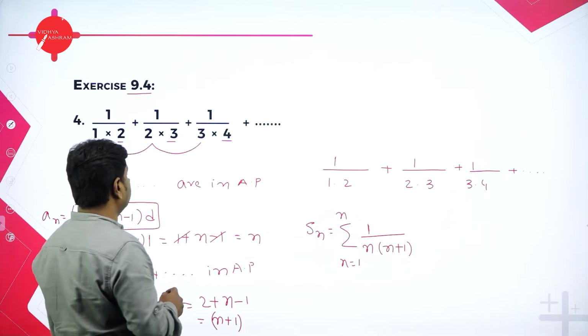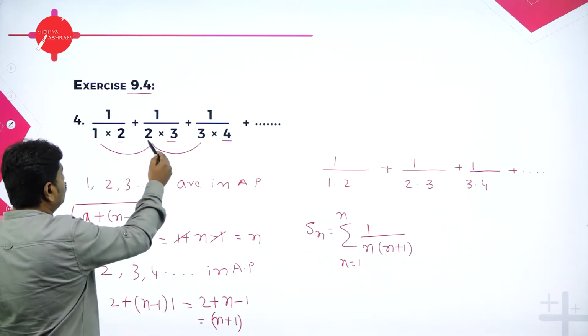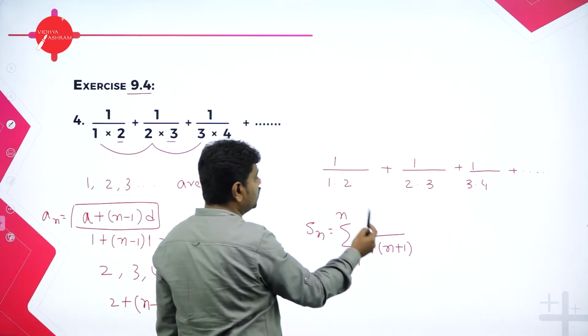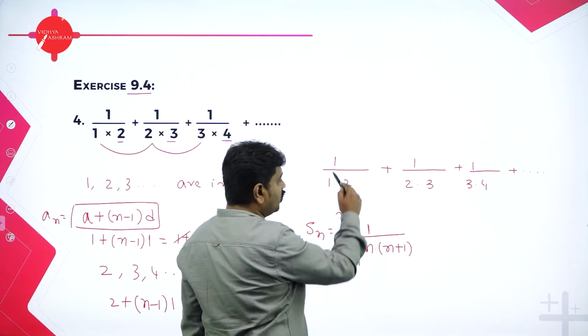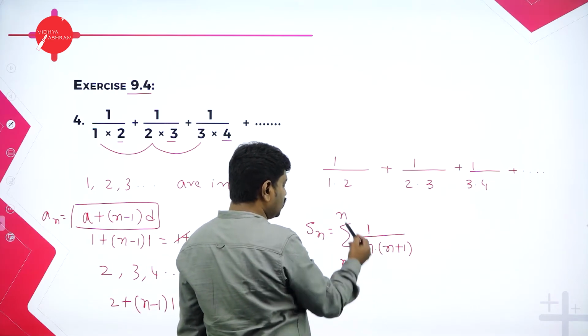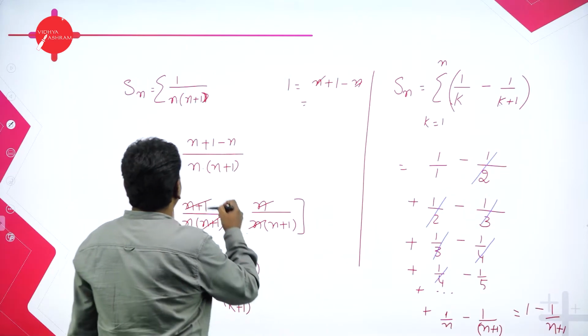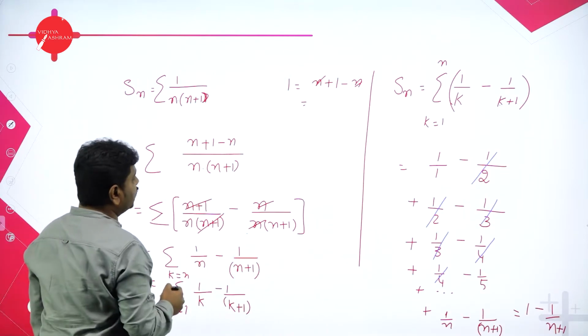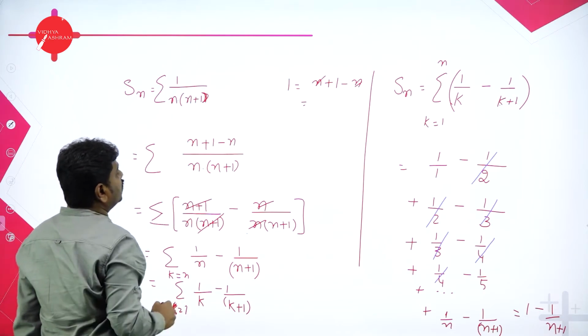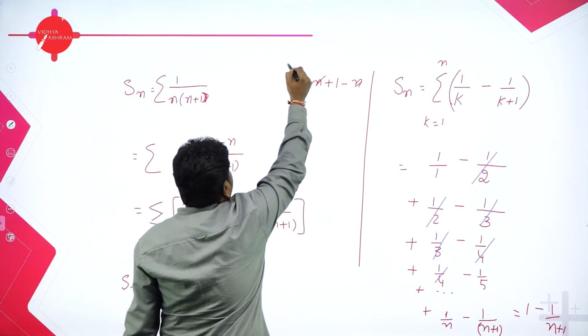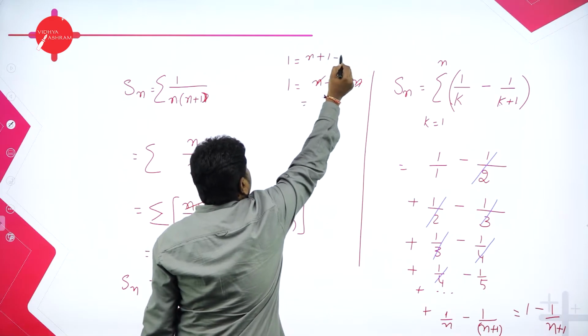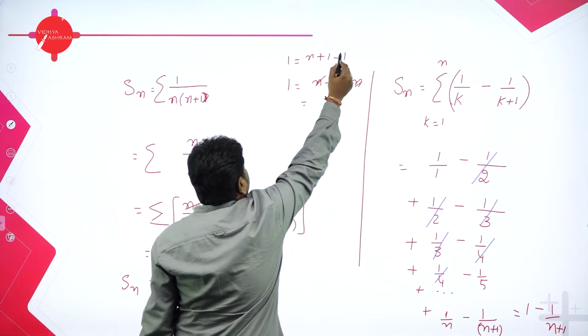First, I wrote the problem. So, they gave 1 by 1 into 2, 2 into 3. That can be written as 1 by n into n plus 1. I have to add them, from n is equal to 1 to n is equal to n. Or what I will do? First, 1 by n into n plus 1 I will take. Numerator 1 is there. That 1 can be written as n plus 1 minus n.